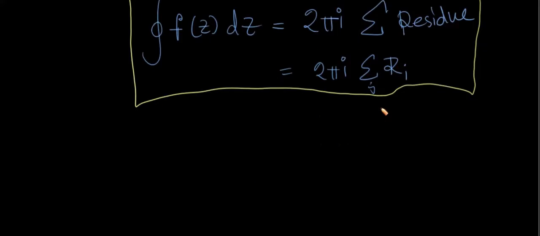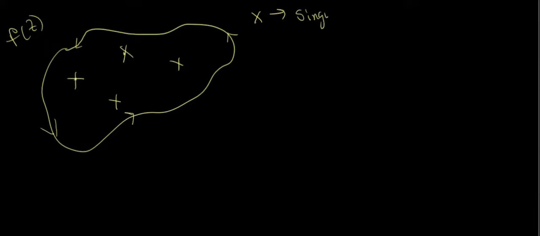So let me draw a picture so that it's a bit better to understand. Let's say this is the contour, obviously a simply connected contour, and you are going around the contour in a counterclockwise sense. Some f of z is defined in this region, but there are some singular points. Let me use the cross mark to show that these are the singular points. So this cross means singularities.